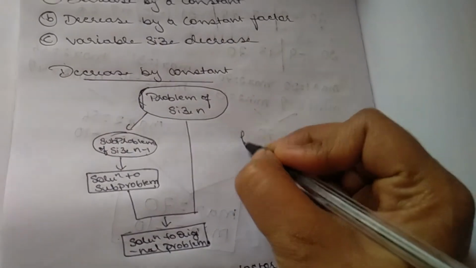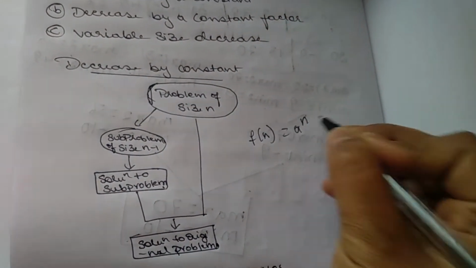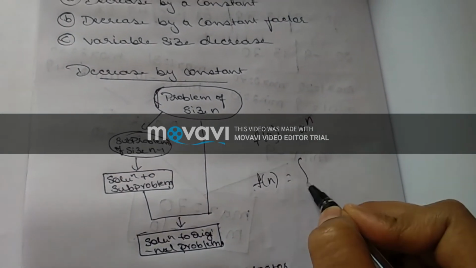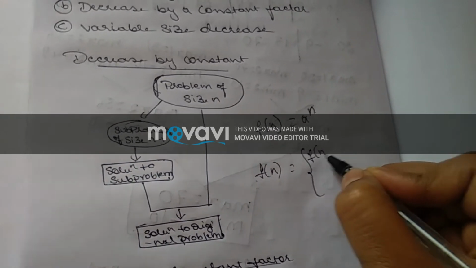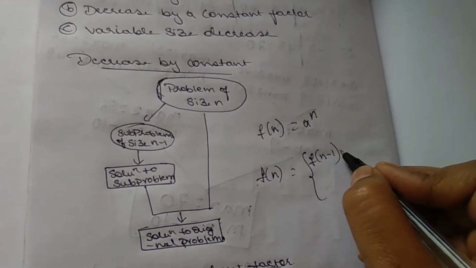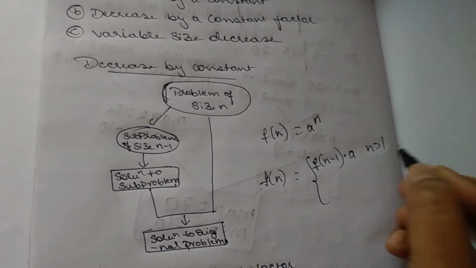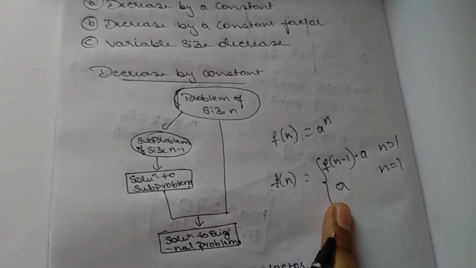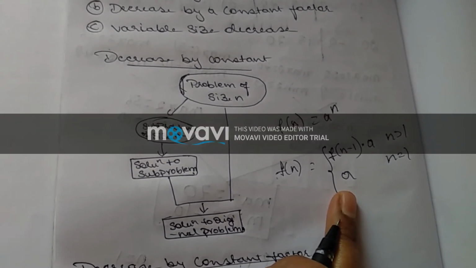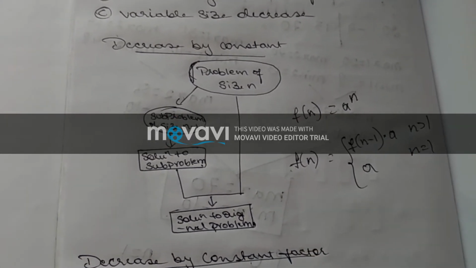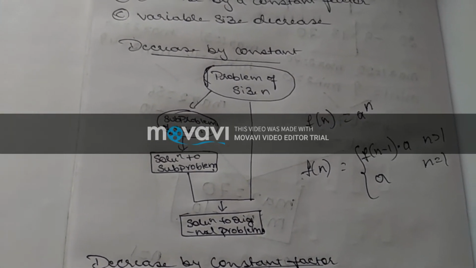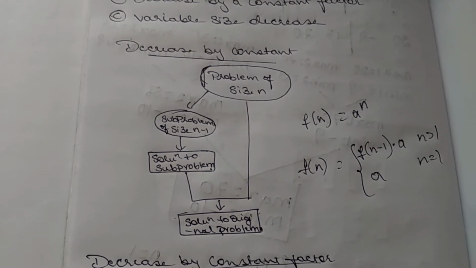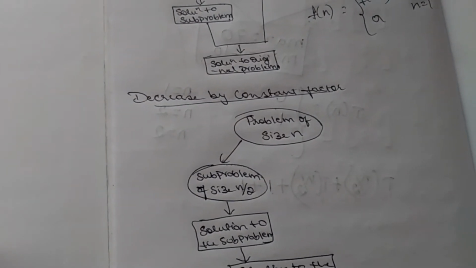For example, see, if I have a function f of n is equal to a power n, then how will I divide this? I'll divide this using the decrease and conquer technique. F of n is f of n minus 1 into a, if n is greater than 1. If n is equal to 1, then it will be only a. This is how you have to reduce the problem statement. You can do this by using top-down approach or bottom-up approach. Both are the same.